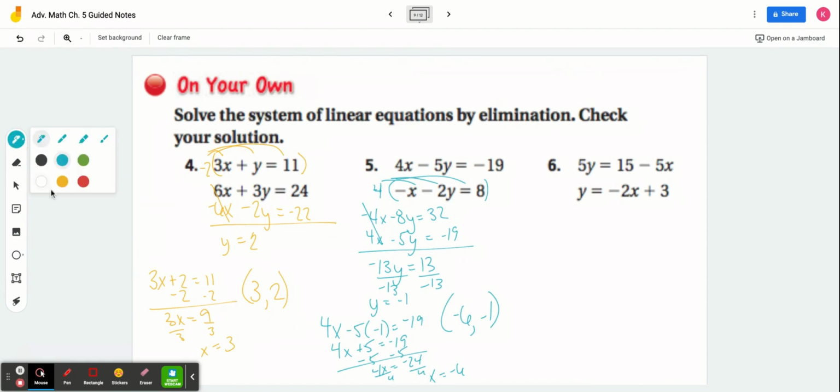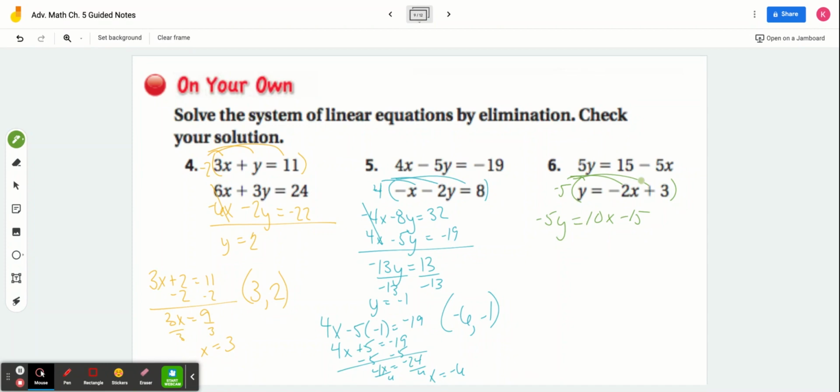All right, now probably the easiest thing to do with number 6 is going to be to multiply everything in the second equation by negative 5. That'll get the y's to cancel each other out. So when we do this, we can say negative 5 times y is negative 5y. Negative 5 times negative 2x is positive 10x. Negative 5 times 3 is negative 15.